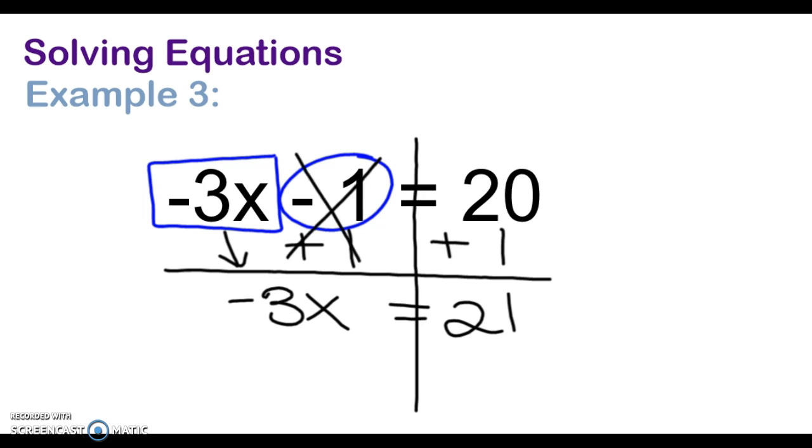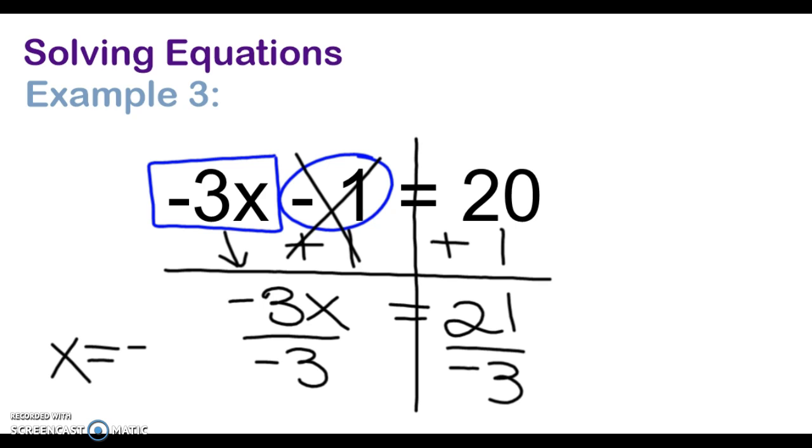All right, I notice that I have multiplication here, so I'm going to divide. I like to say everybody's favorite step, division. And when I take positive 21 and divide that by negative 3, I get x equals negative 7. And again, if you are uncomfortable with your answer at any time, take the negative 7, pop it into x, and solve negative 3 times negative 7 minus 1 to see if you will get positive 20.